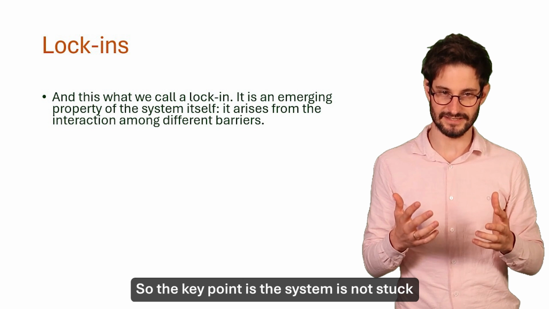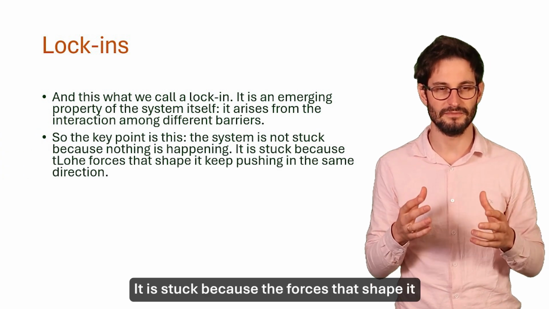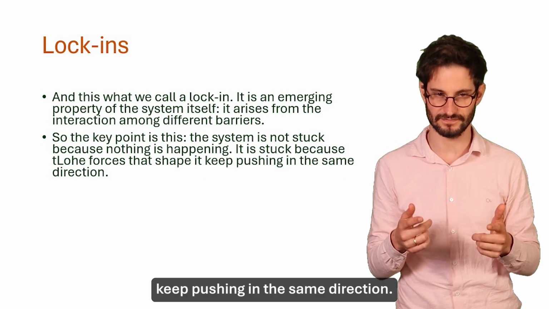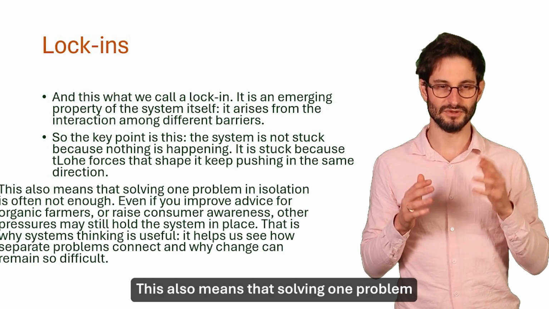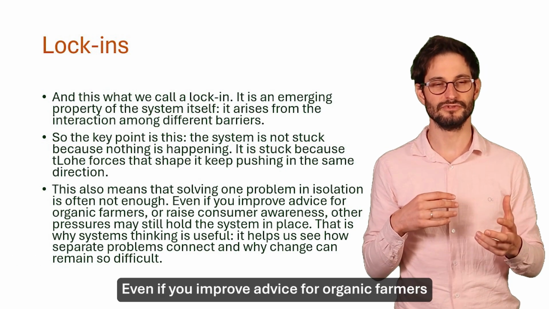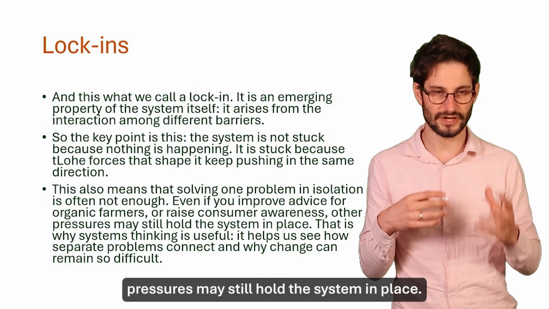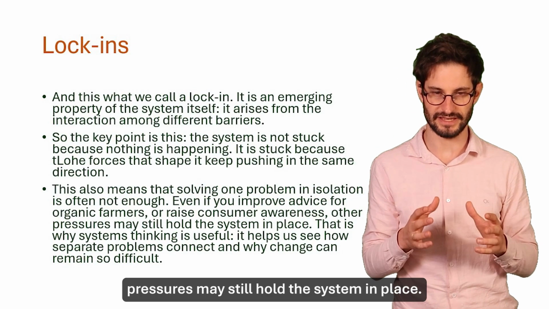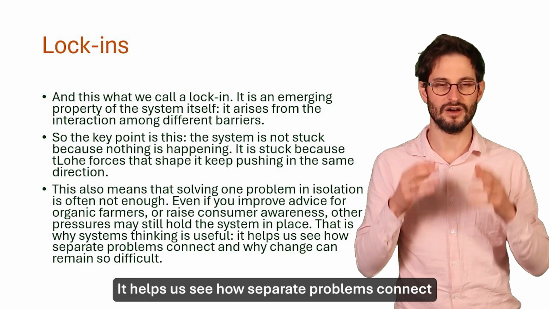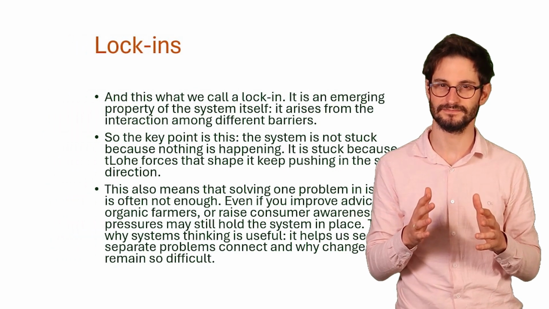So the key point is this: the system is not stuck because nothing is happening. It is stuck because the forces that shape it keep pushing in the same direction. This also means that solving one problem in isolation is often not enough. Even if you improve advice for organic farmers or raise consumer awareness, other pressures may still hold the system in place. This is why system thinking is useful. It helps us see how separate problems connect and why change can remain so difficult.